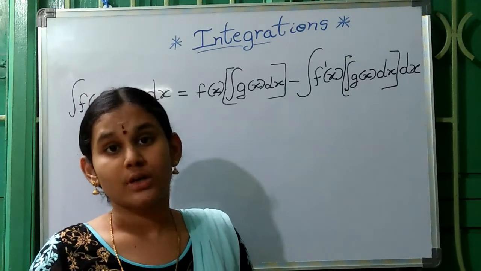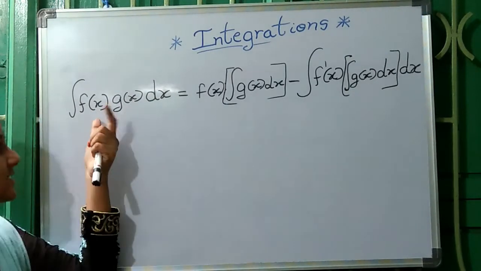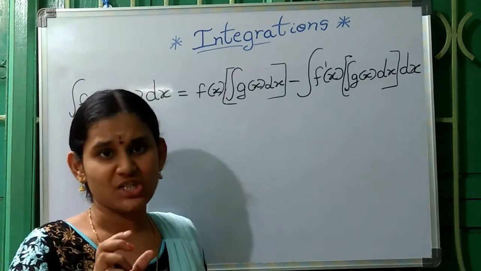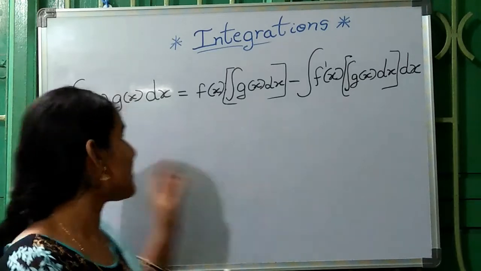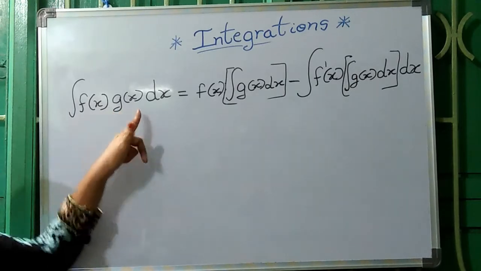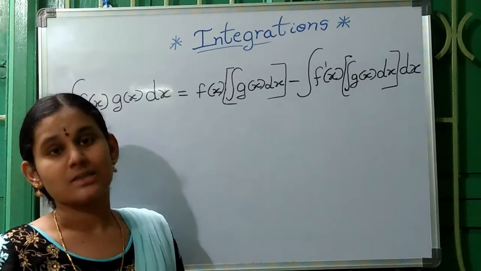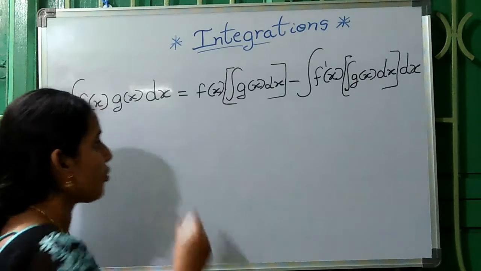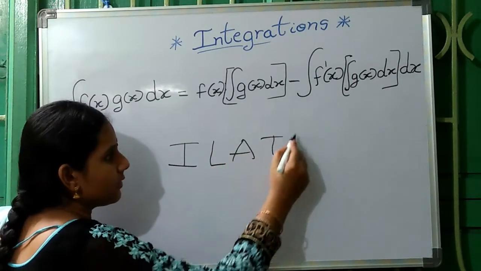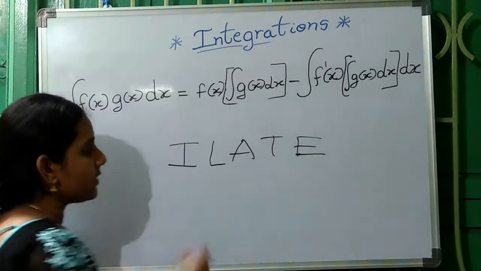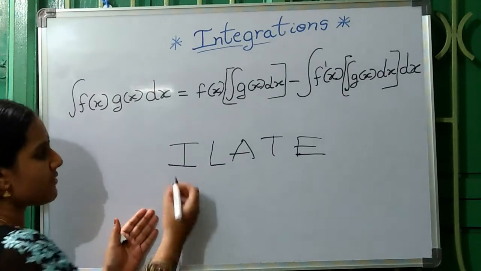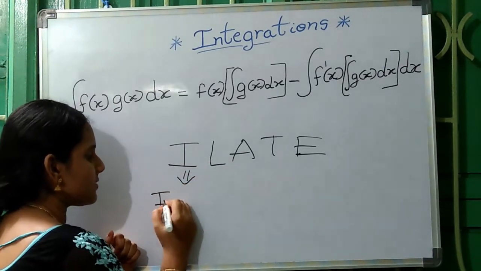In case we have to integrate the product of two functions f of x and g of x like this, then we have to consider one function as the first function. That is, we must give first priority to one function and second priority to the other. The priorities are given according to ILATE. If any two functions are present like this, an inverse function must be given first priority.